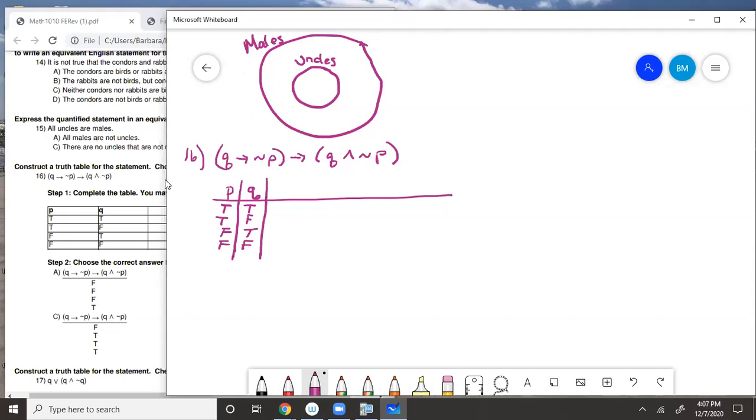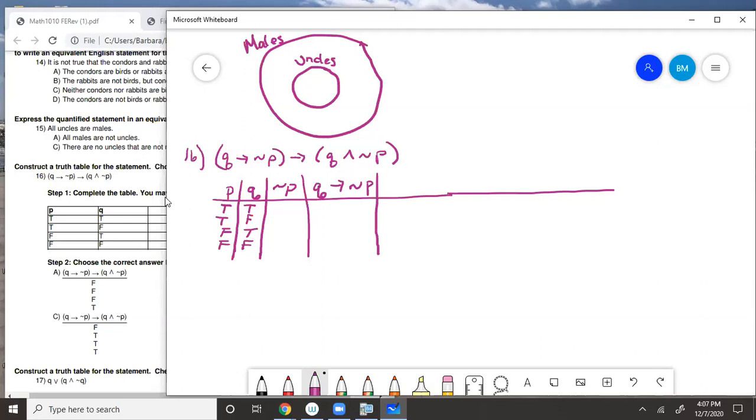So the first one is, before we do this conditional, we need to get this not P. And then we can do the conditional, if Q, then not P. So what I'm doing is setting up my columns and building it up so that I get my entire statement. So right now I've got the whole left side. Now I want to get the right side. I already have Q and I already have not P.